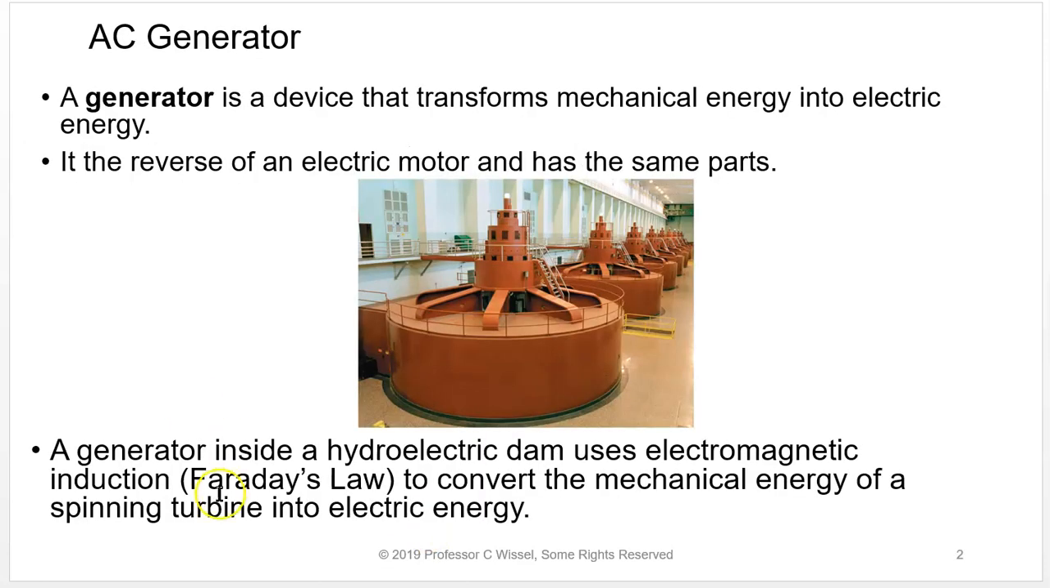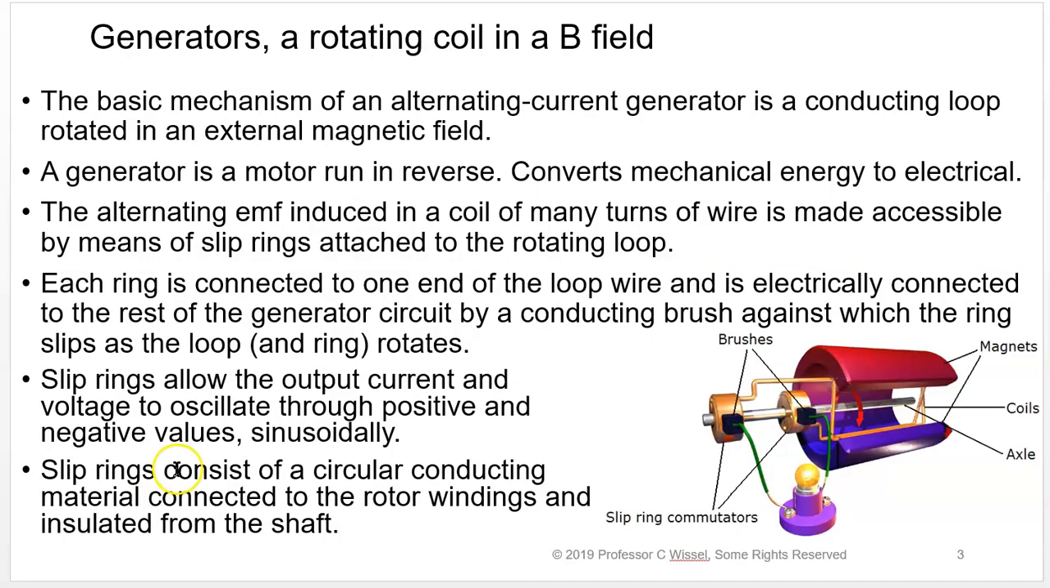All right, now we've talked about AC generators, but just sort of in passing, and I decided it might be a good idea to do a little bit more detail. A generator is a device that transforms mechanical energy into electrical energy. It is a reverse electric motor and pretty much has the same moving parts. A generator inside a hydraulic dam, such as these, uses electromagnetic induction, that's Faraday's law, to convert the mechanical energy of a spinning turbine into electrical energy. It's actually a really neat machine.